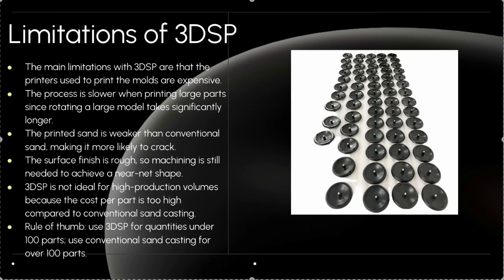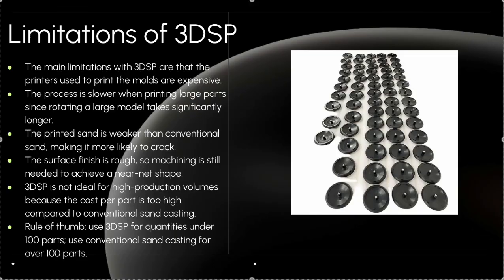Another issue is that the printed sand is weaker than the sand used to make a conventional mold, and the printed sand is more likely to crack. Another issue is the surface finish. The surface finish is still rough, which means you still need to machine the part to give it the appearance of a near net shape.